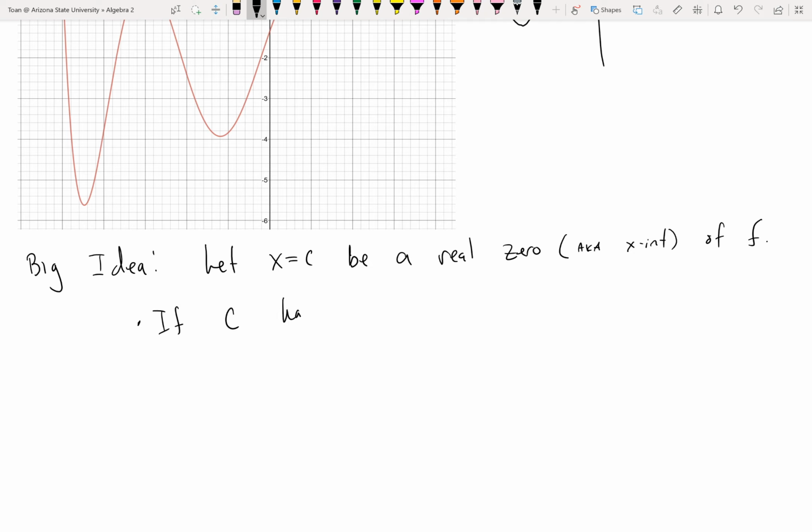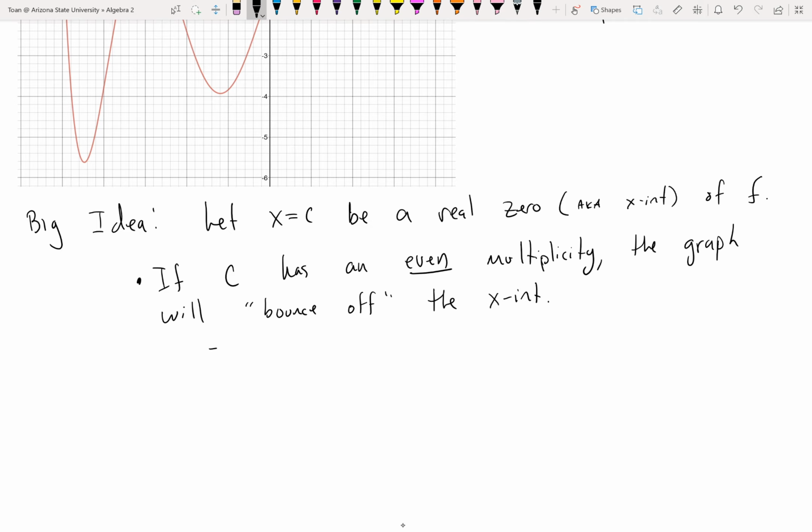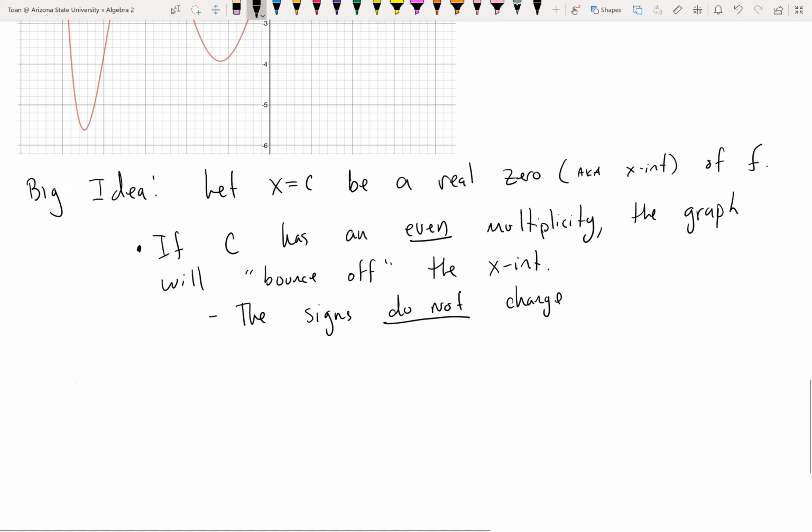If c has an even multiplicity, the graph will bounce off the x-intercepts. More importantly, though, the signs do not change. By signs, I mean positive or negative.